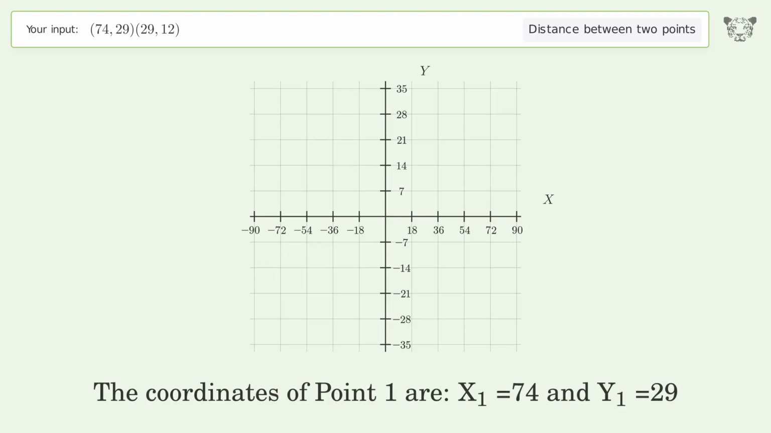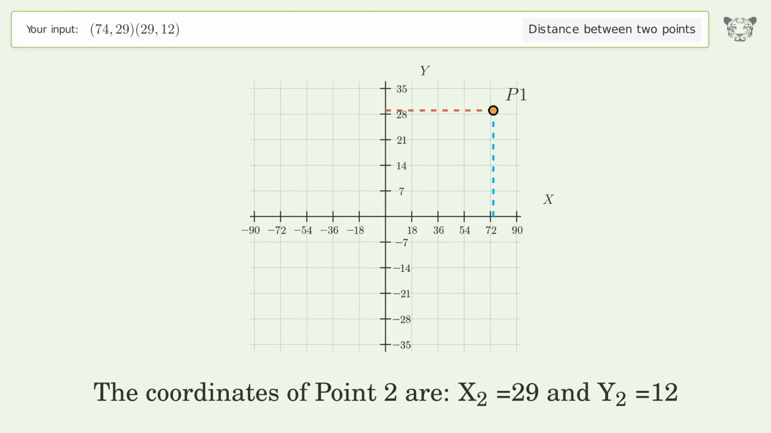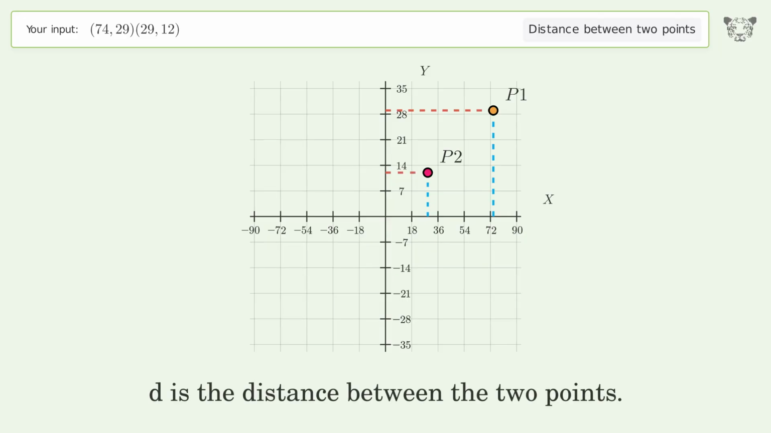The coordinates of point 1 are x1 equals 74 and y1 equals 29. The coordinates of point 2 are x2 equals 29 and y2 equals 12. D is the distance between the 2 points.